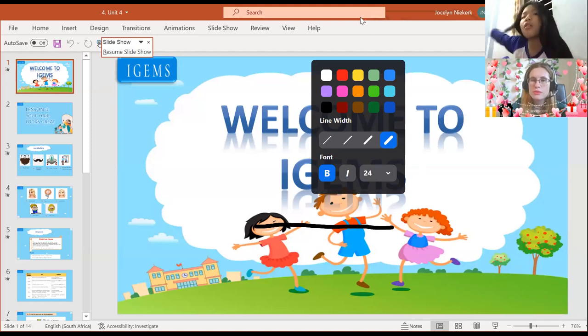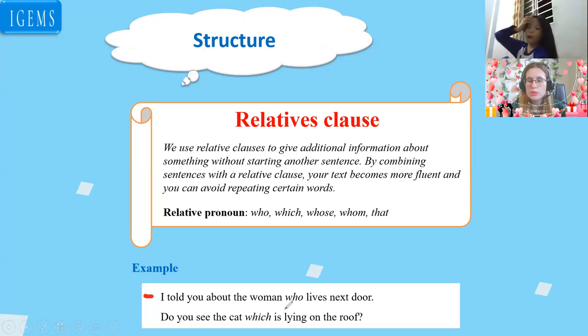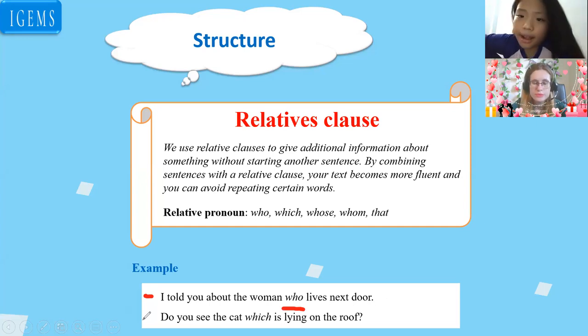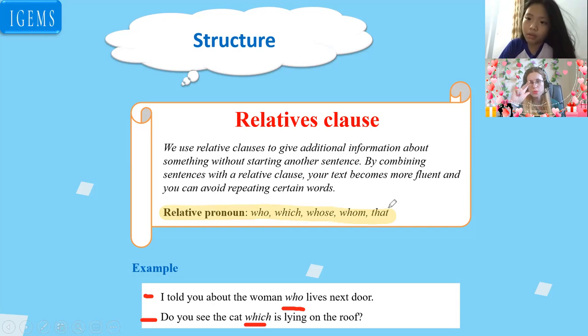Okay, so for example, I told you about the woman who lives next door. Next door. Good. Do you see the cat which is laying on the roof? Good. So we use who, which, whose, whom, that. So relative pronoun.